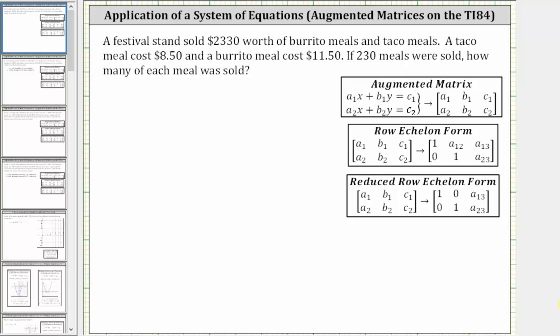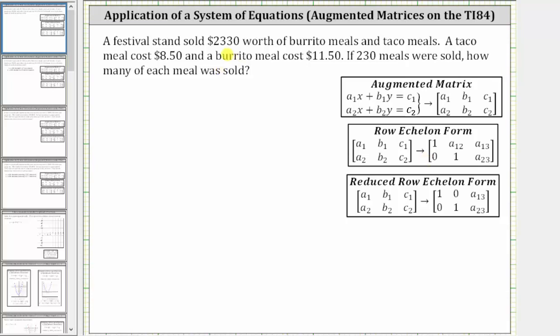In this video, we will solve an application problem involving a system of equations using an augmented matrix by writing an augmented matrix in row echelon form as well as reduced row echelon form using the TI-84 graphing calculator. We will not perform the row operations by hand in this video.